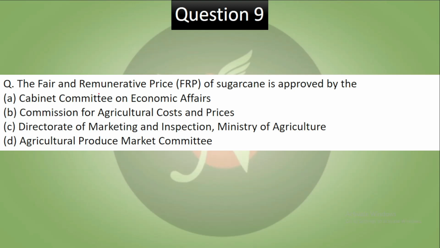Question 9. The fair remunerative price of the sugar cane is approved by: Cabinet Committee on Economic Affairs, Commission for Agriculture Costs and Prices, Directorate of Marketing and Inspection, Ministry of Agriculture, or Agricultural Produce Market Committee. Pause the video, try to answer.